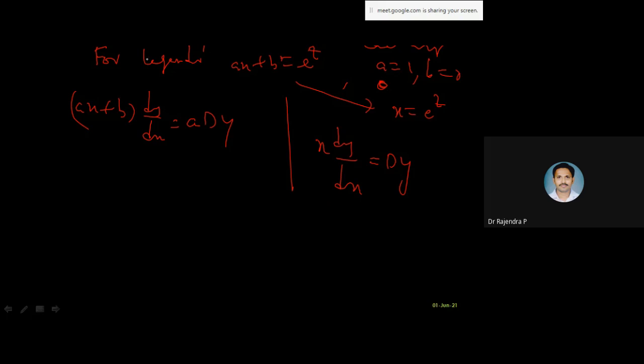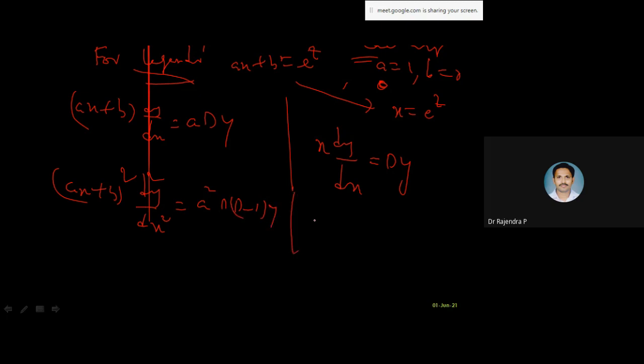I'm just comparing. One is Legendre's, another one is Cauchy's. Suppose in Legendre's we have the second term (ax plus b) whole square d square y by dx square, then that will be a square into D into (D minus 1) into y. As you know, a is equal to 1, b is equal to 0. Here, if I substitute, I will get x square d square y by dx square, which will be equal to, since a square value is 1, D into (D minus 1) into y. What we observe? Same result.